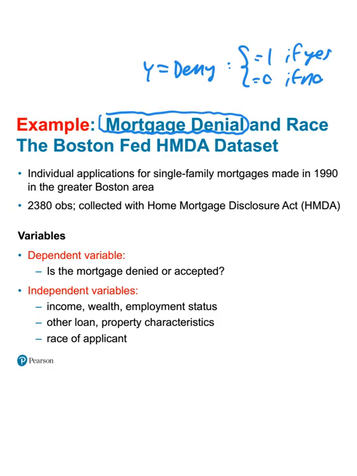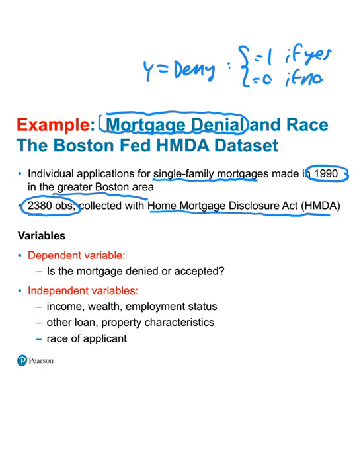Now, the book makes use of some really interesting data that was collected by the Home Mortgage Disclosure Act, HMDA. And what it did is it looked at a little over 2,000 individuals, and it characterized their likelihood of actually being accepted or denied a mortgage application based off of their financial indicators and their demographic indicators. Now, for context, what's really important to acknowledge is these applications were not collected from nationwide surveys. Instead, they were collected from single-family mortgages made in 1990 in the greater Boston area.